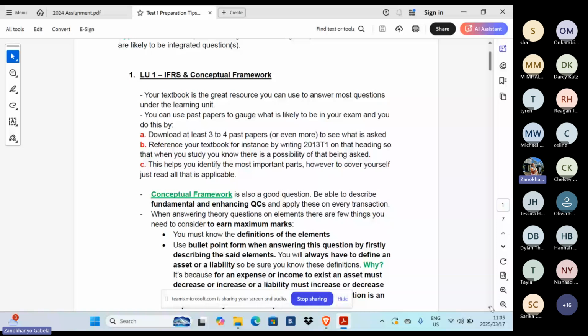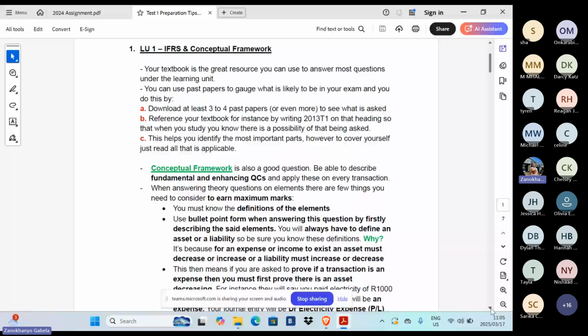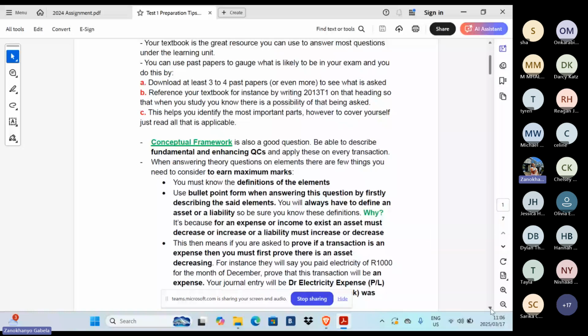So your reference to the textbook, okay, we spoke about this one. This helps you identify the most important parts. So when it comes to theory, the questions that say define or provide roles, I'm not too heavy in there because I let the students have their fun. Most of the content there is just memorization and taking notes and making sure that you are able to define all of that.